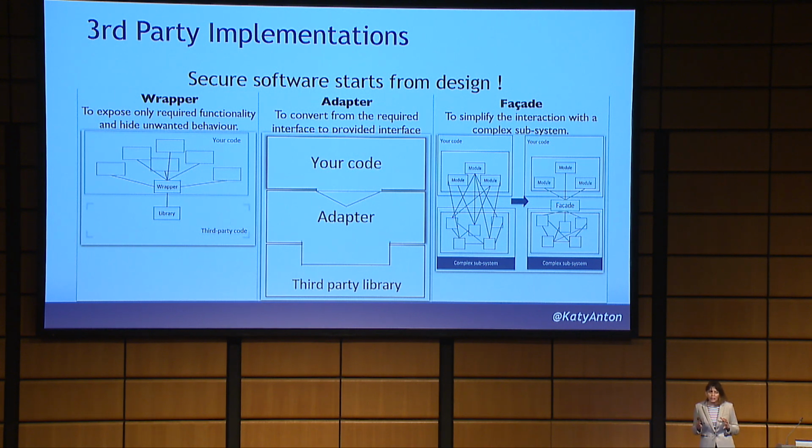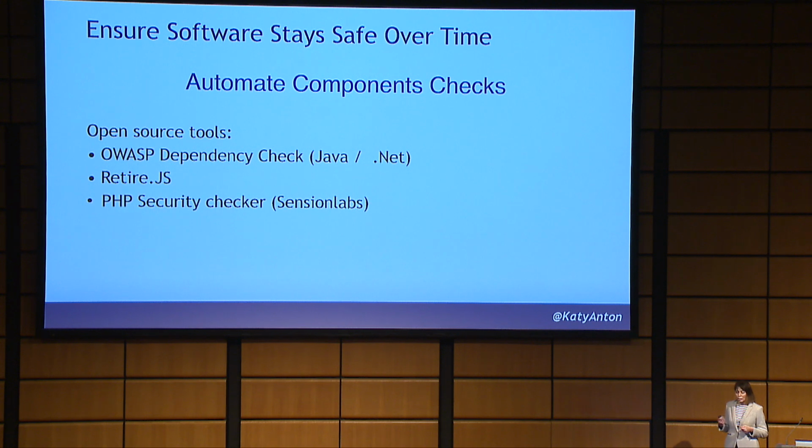So until now, we have discussed how to secure your software when you implement the components. Let's say that you have done it and you have reduced the attack surface, but it's equally important to monitor the external components because every day new vulnerabilities are discovered. And for this, you should automate the checks for your components.